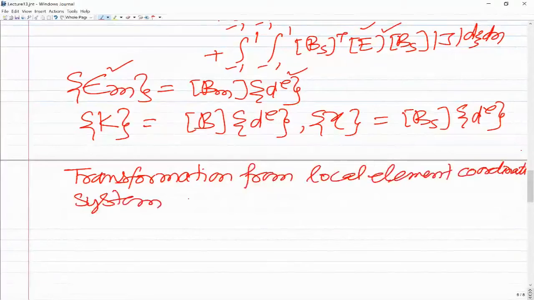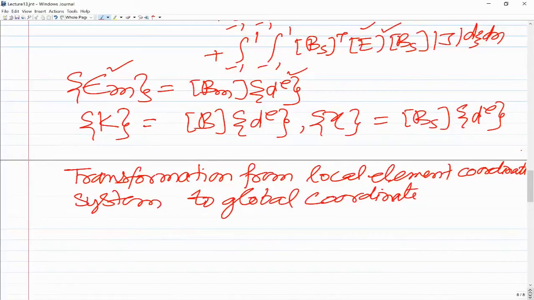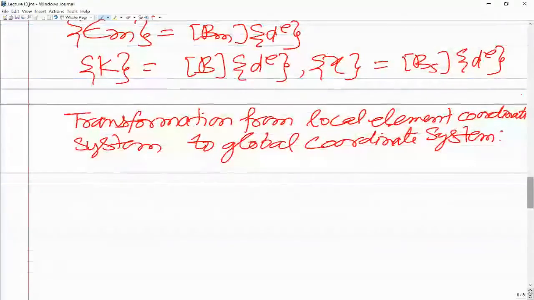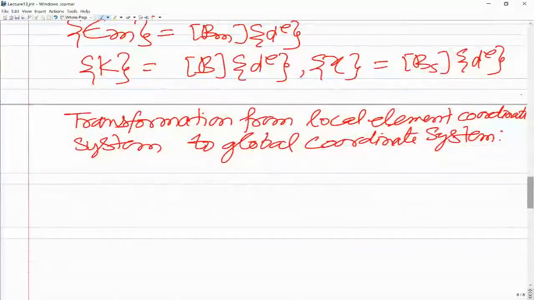That means we will have one common global coordinate system. So first we'll have to transform the element level governing equation to a common global coordinate system and then assemble. That is what would be needed. So first we need to define, because we want to express quantities with respect to the local element coordinate system in terms of the global coordinate system. So we need to know the unit vectors or the direction cosines of the local element coordinate system.